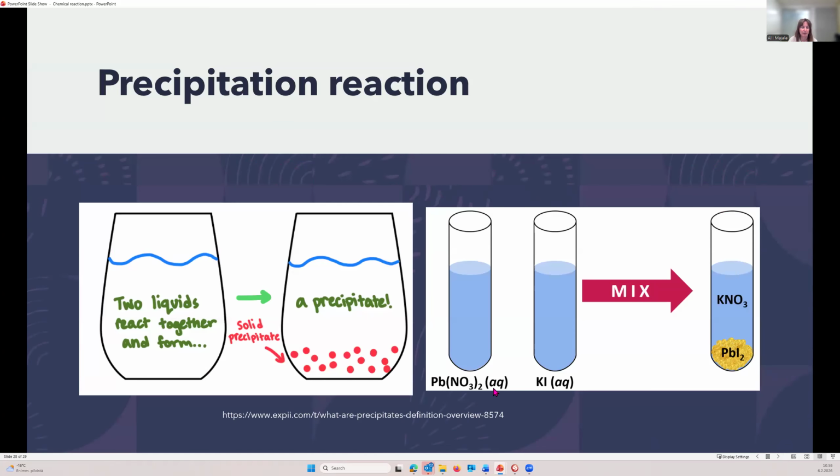Here again, two liquids react together. They form a solid precipitate. Here is another example of chemical compounds that you mix and you get a precipitate.